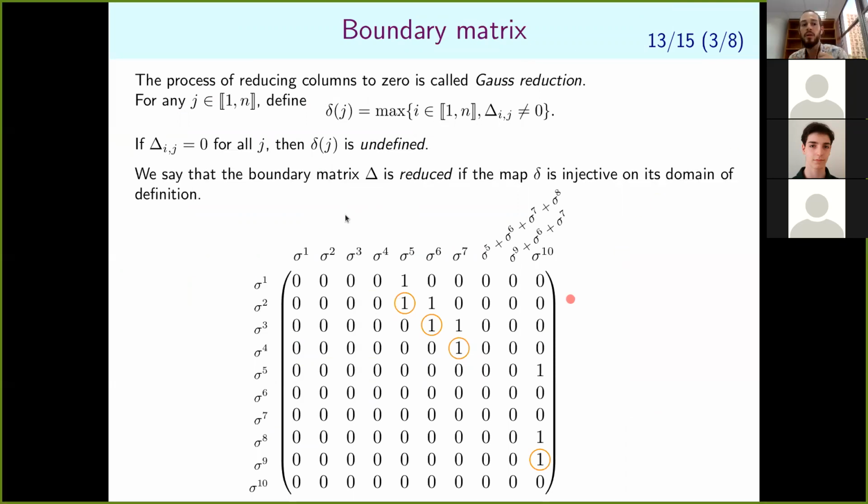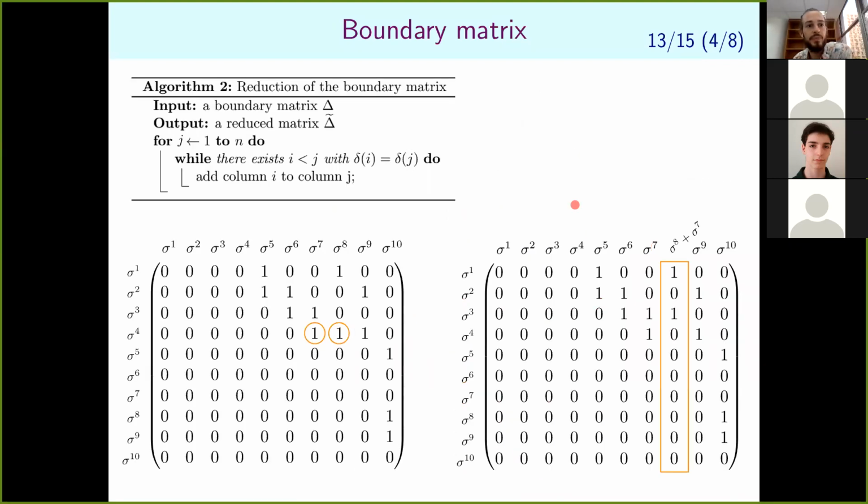And if we are able to reduce such a boundary matrix, we will know all the cycles. And there is a very simple algorithm to compute the reduction of a matrix. I wrote it here, so let's read it. You start with a boundary matrix, and you want the reduced matrix. Okay? You have a loop for each column, call the index j.